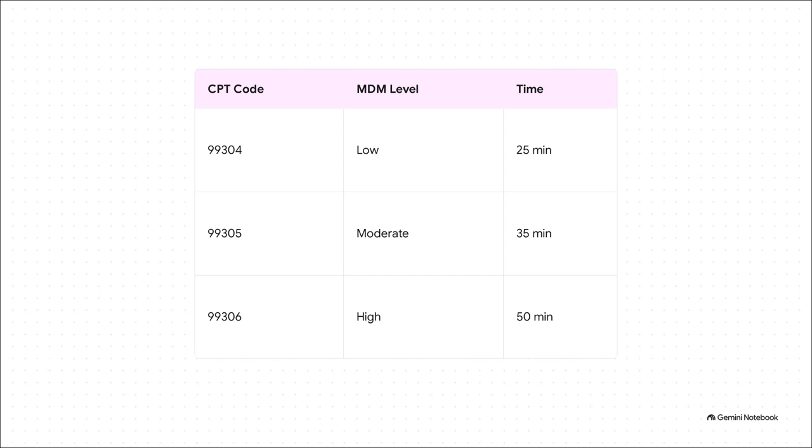99305 requires 35 minutes for moderate MDM. And notice that 99306 strictly requires 45 minutes to meet the threshold for high complexity. That overrides any outdated assumptions you might still have memorized from older guidelines, so keep that in mind.